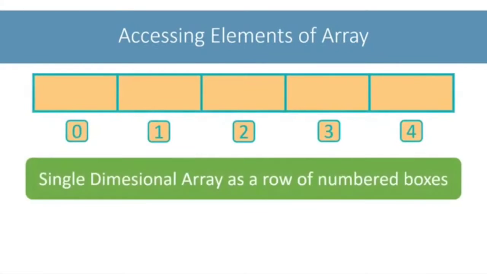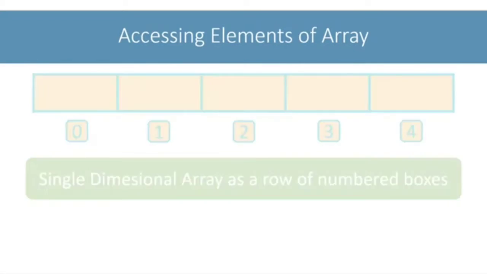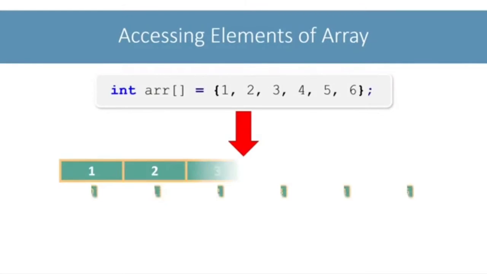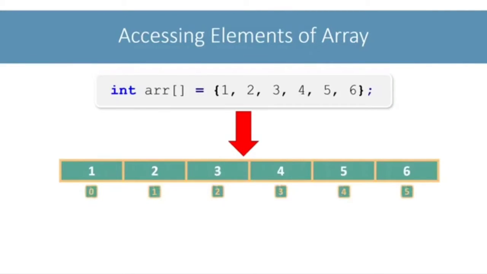Remember, I told you that you can think of an array as a row of numbered boxes. Taking our int array ARR as an example, let's visualize this array as a row of numbered boxes. To access an individual item from this array, write out the name of the array and the number of the box you want to access inside square brackets like this. This means give me the item in the array ARR sitting in box number 3. So it will give us this value 4.